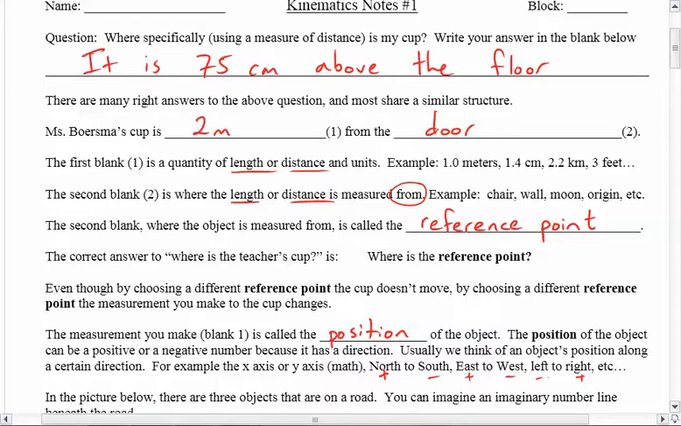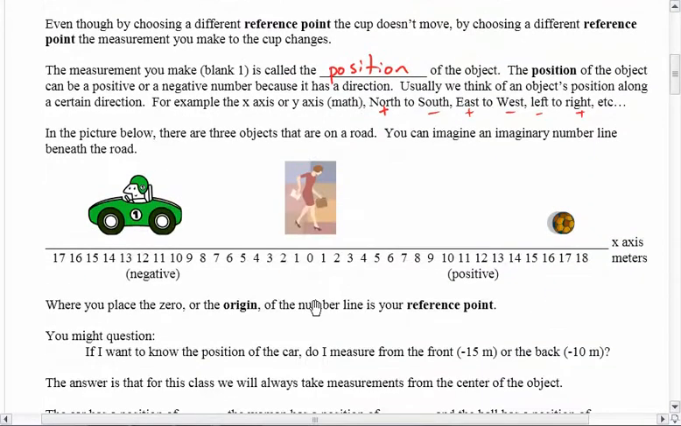Okay, 1 meter to the right would be 1 meter in the positive direction. 1 meter to the left would be 1 meter in the negative direction. So I can have positive and negative distances. Now in the picture below, there's 3 objects on a road. And you can imagine an imaginary number line between those objects. And those distances are being measured in meters. Now wherever you place 0, that's also known as the origin or the reference point.